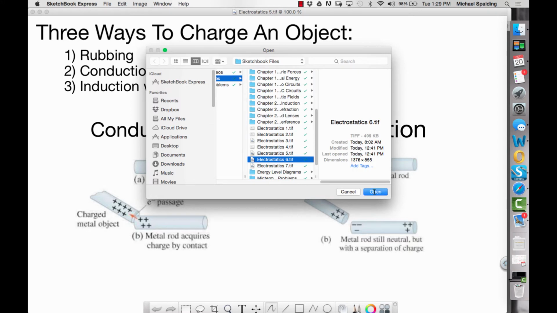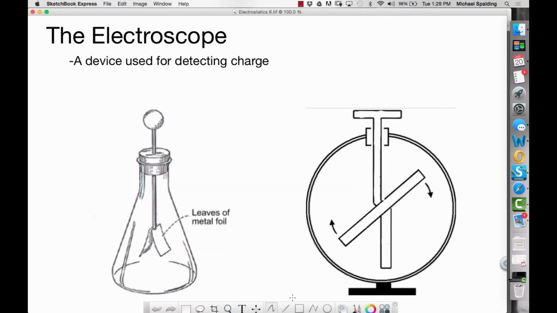All right, how long have I been talking? 20 minutes, 25. Oh, this is longer than I thought. Okay, let me explain the electroscope and then we're done.